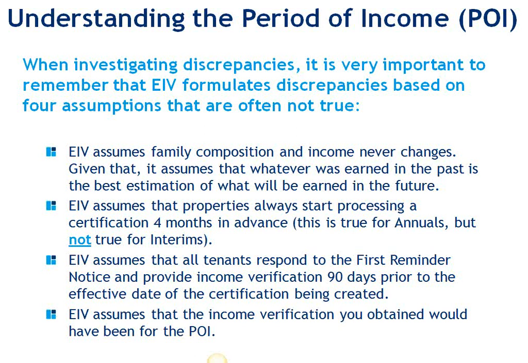Well, that's definitely not true for interims. We rarely know 4 months in advance that we're going to have to do an interim on a household. But EIV thinks that always occurs. And that's probably the most crucial assumption to remember, because it's the whole reasoning for why periods of income are so historical. And you're going to see why that's the case in just a minute.